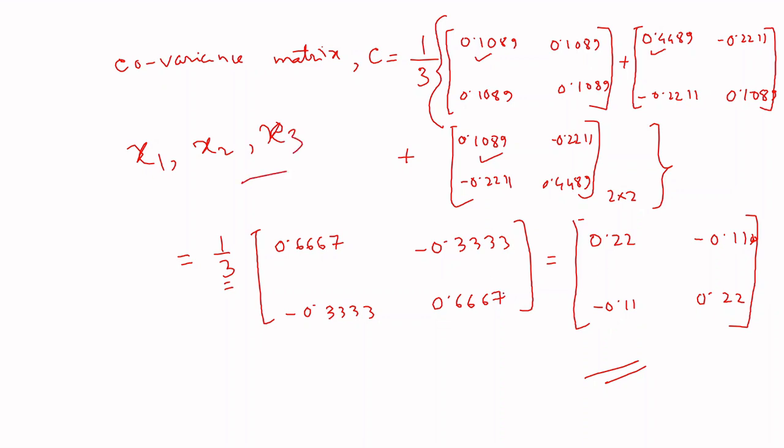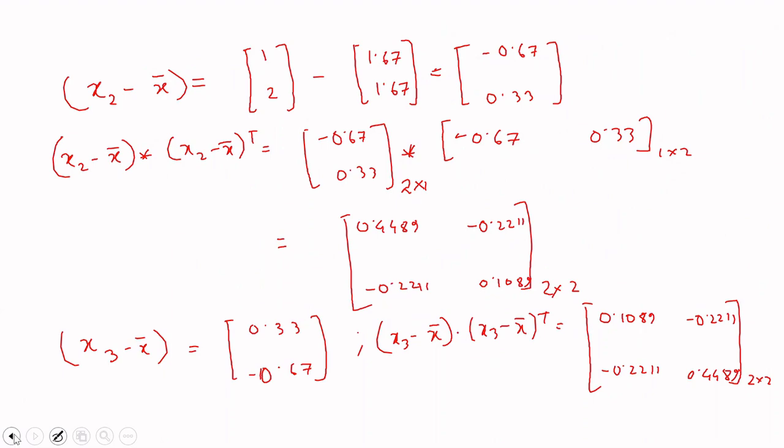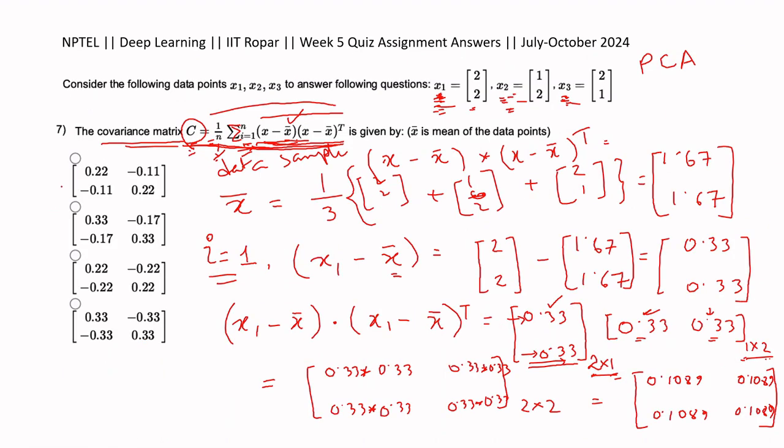So the answer, if we go back to the available options, you can see that option A, 0.22, minus 0.11, minus 0.11, 0.22, is the correct answer for this particular problem, that is covariance matrix calculation.